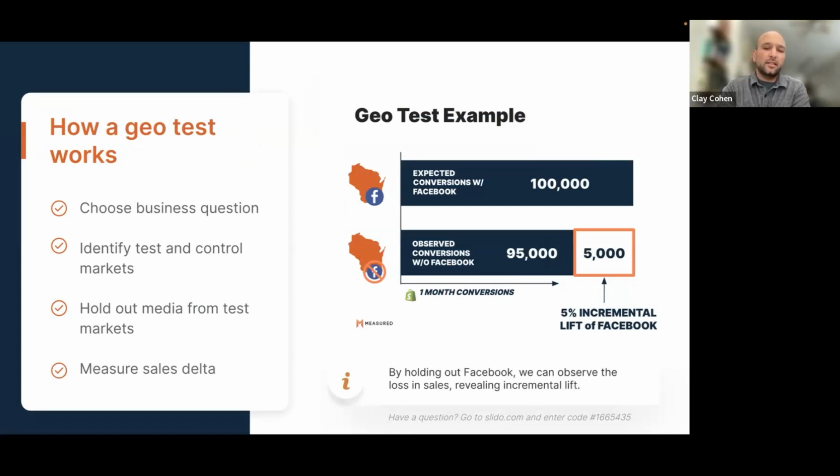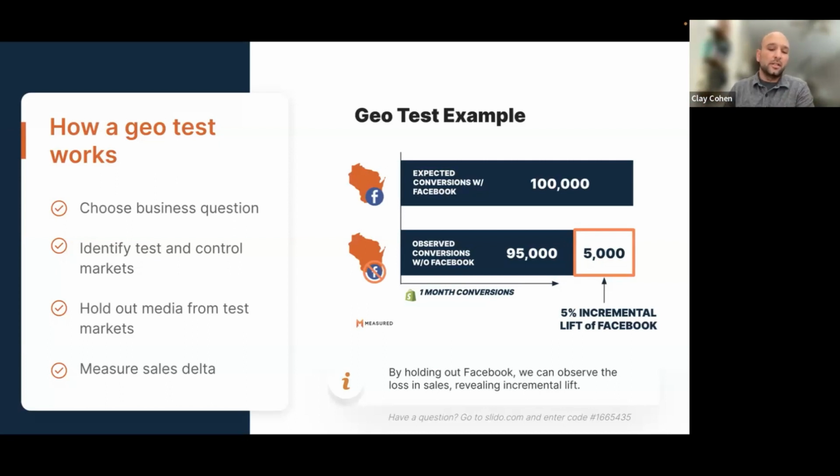But a geotest, Measured's bread and butter, is where we're able to identify and split a test and a control market, sometimes at the state level, sometimes down to the zip code level, sometimes as large as the DMA, depending on the scale of the brand and how many sales they're actually generating, where we will hold out media from one market, the test market, and then run media business as usual in another market.